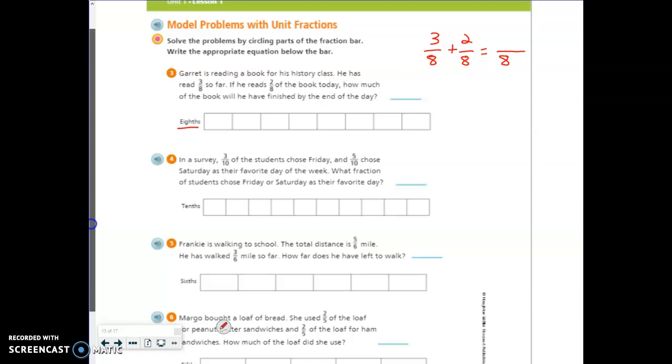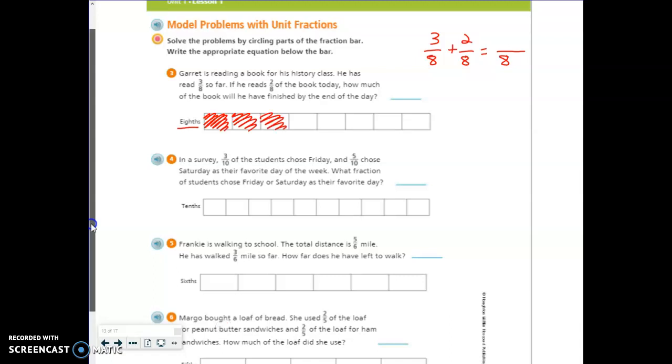Now I like to shade things in. It says in the directions that we should circle the parts of the fraction bar. I like to shade things in. I think it's more visual, and it's harder to see circles and where they're going. So he has read 1, 2, 3 parts of the book so far.